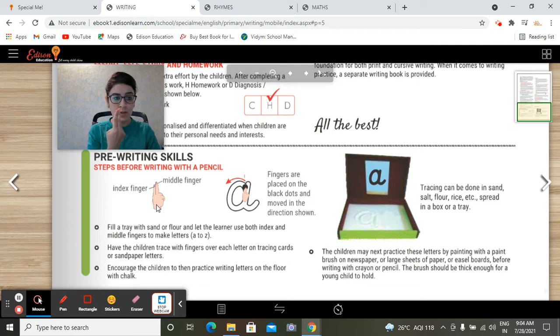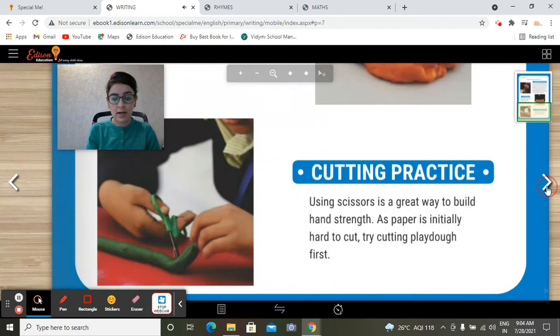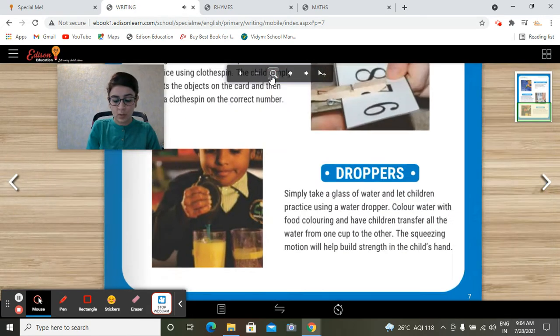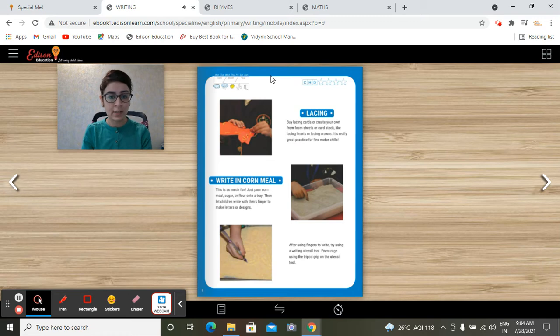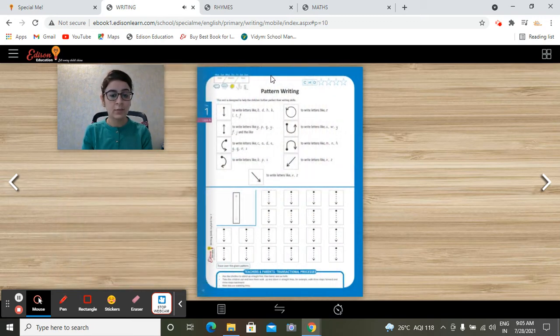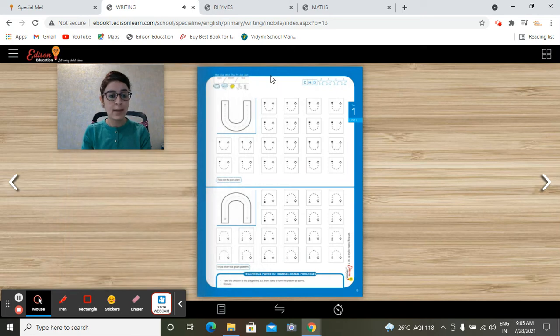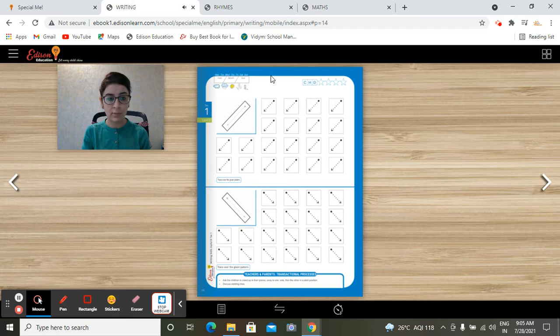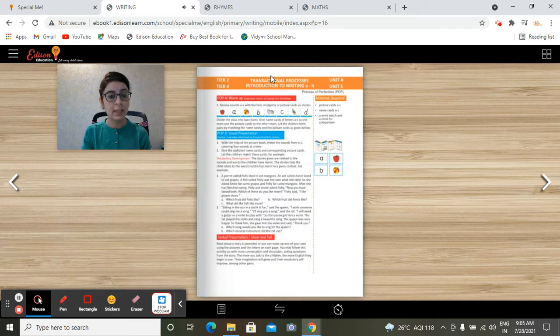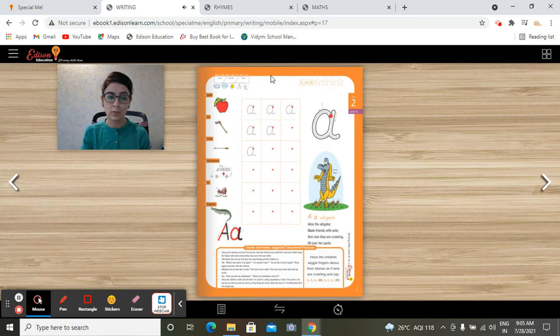Initially, parents, here is the pattern given on how to write in sand, wheat flour or rice using the index and middle finger. Using these two fingers, the child has to form the letters. Whenever I introduce a letter, I recommend that the child first forms it on sand, wheat flour or rice. Once they know how to form the particular letter, they will happily form it in their booklets and notebooks.